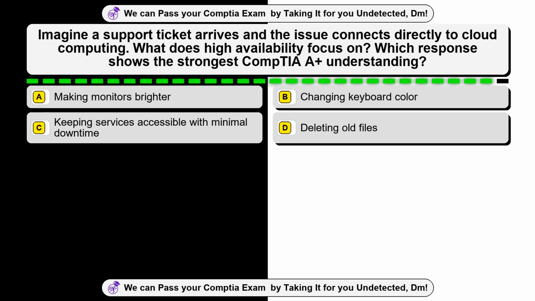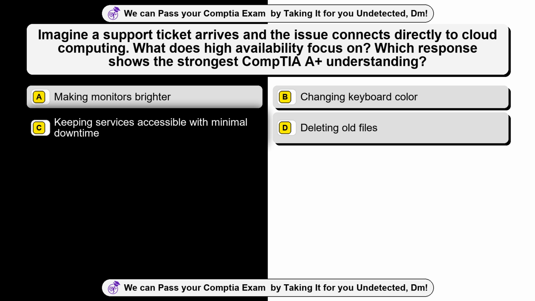Question 14. Imagine a support ticket arrives and the issue connects directly to cloud computing. What does high availability focus on? Which response shows the strongest CompTIA+ understanding? Option A, making monitors brighter. Option B, changing keyboard color. Option C, keeping services accessible with minimal downtime. Option D, deleting old files.